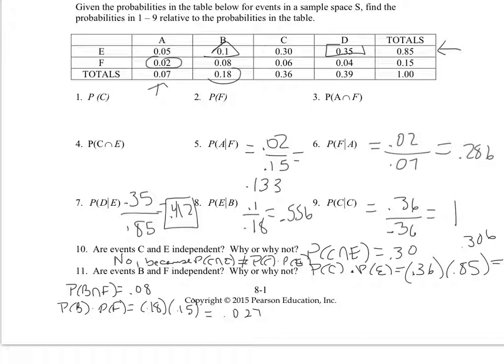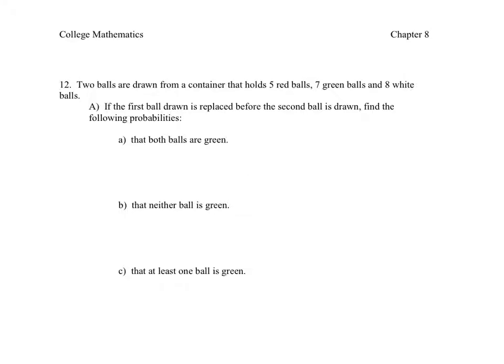So are these independent? The answer is no. And that's for the same reason. The probability of B intersected with F does not equal the probability of B times the probability of F. So that's an important test to remember. Let's go to the next slide.